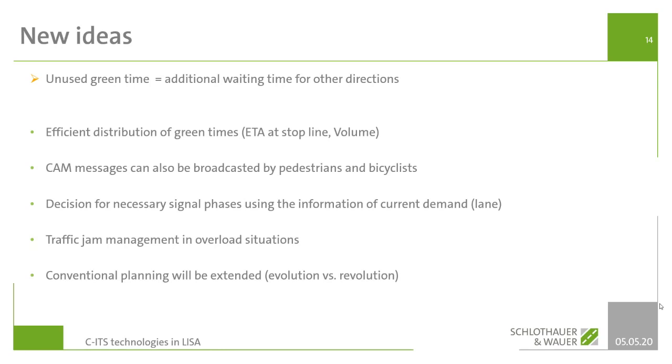In general, unused green times mean more or less additional waiting time for other directions. To have an efficient distribution of green times, information about the estimated time of arrival at the stop line, the traffic volume on the road, and the velocity on the road would be very fine. Also, pedestrians and bicyclists can publish messages, which you can use in your signal light control. In overload situations, information about the queue length and the traffic demand would be very fine to handle that.